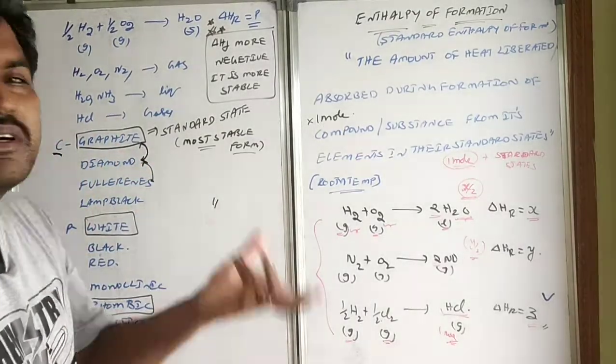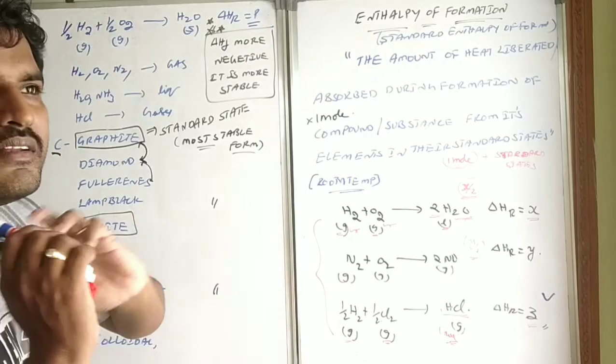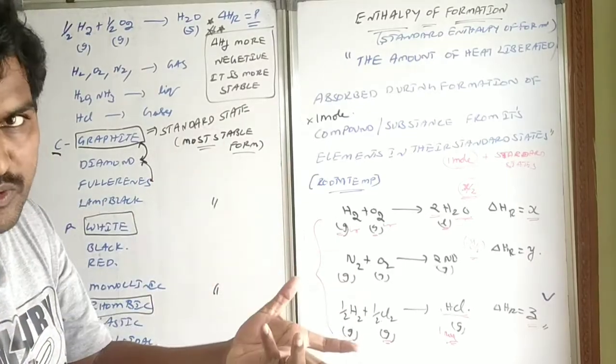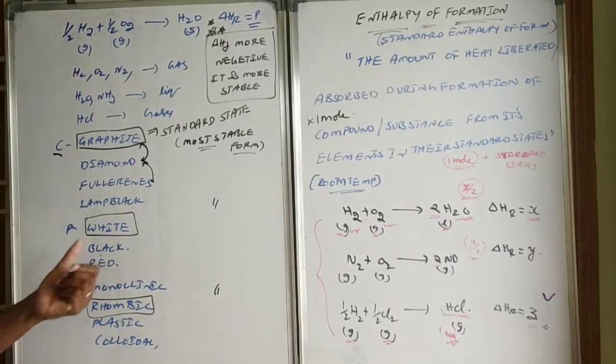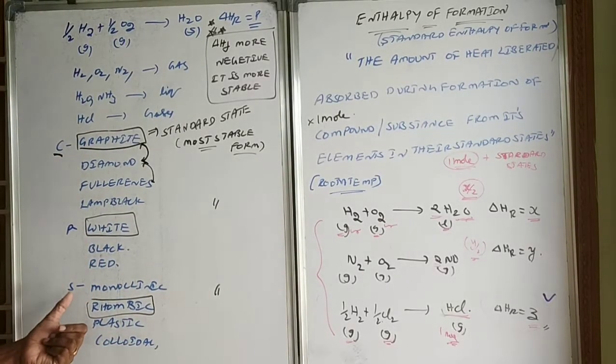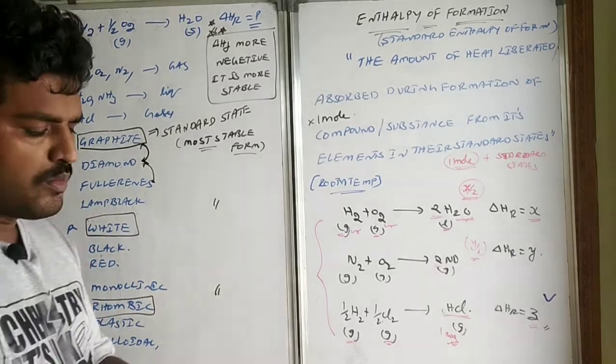You may ask, diamonds are hard, so they should be stable. But in nature, the most available form is the most stable form. In phosphorus, white is the most stable form. In sulfur, rhombic is the most stable form.